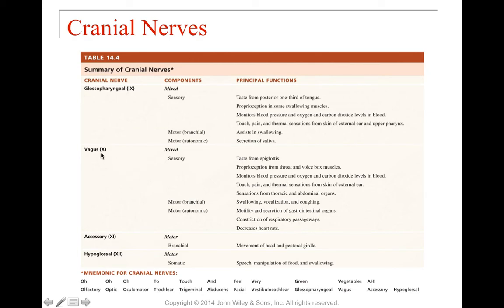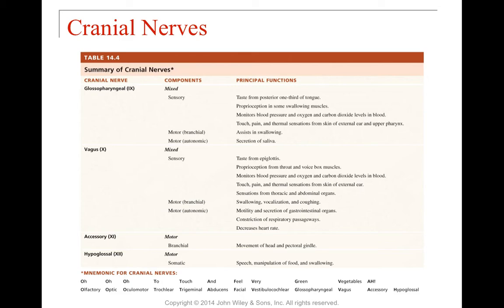The vagus nerve is going to be involved in several different things, including the taste from the epiglottis, which is the very back, also proprioception from the throat and the voice box muscles, monitoring of blood pressure, and also of your blood gases. It's involved in touch, pain, and thermal sensations of the external ear, and also sensations of your thoracic and abdominal organs. So this vagus nerve, even though it comes out of the head, right, it's a cranial nerve, it actually is going to innervate a lot of the inner belly area. It's going to get all the way to those gastrointestinal organs, and it's involved in respiratory passageways and can be involved in regulation of heart rate.